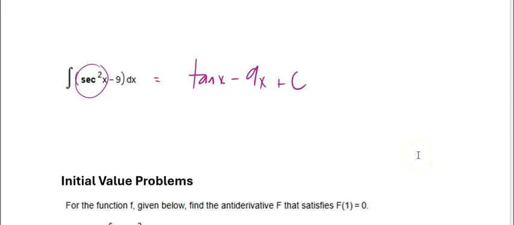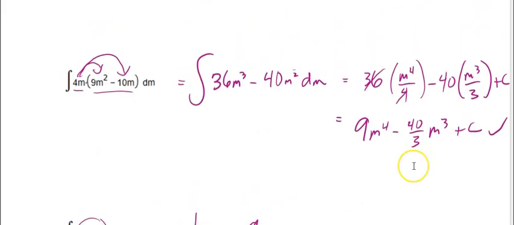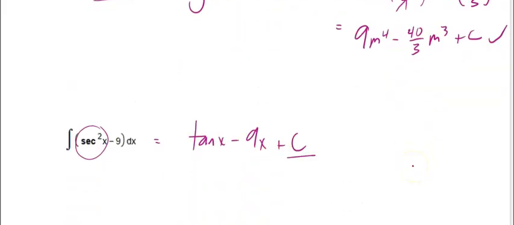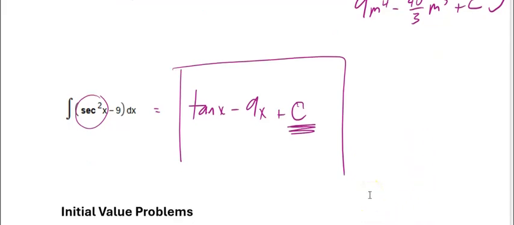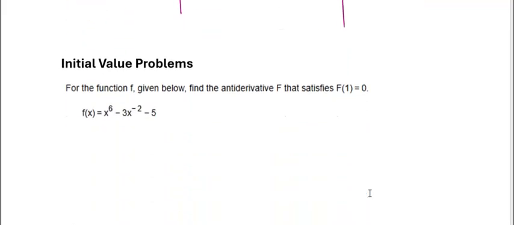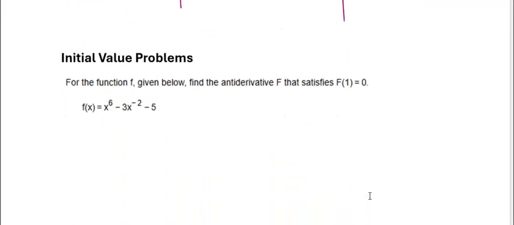So now the question is, what if I wanted to know what c was? Remember, this is all of the antiderivatives. There's an infinite amount because I can tack on any constant and I have an answer. Well, there's something called initial value problems where they give you a little more information so that you can find c. So they want one function now, and they'll give you this information. Okay, so let's take a look.